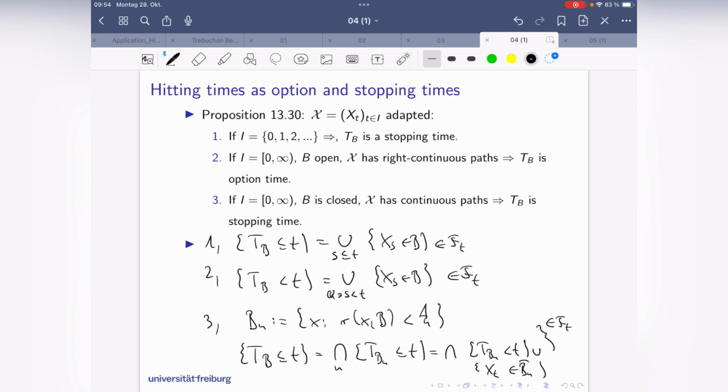Okay, that was it for today with stopping times and filtrations. And next time we come to a small chapter about progressive measurability. See you then.